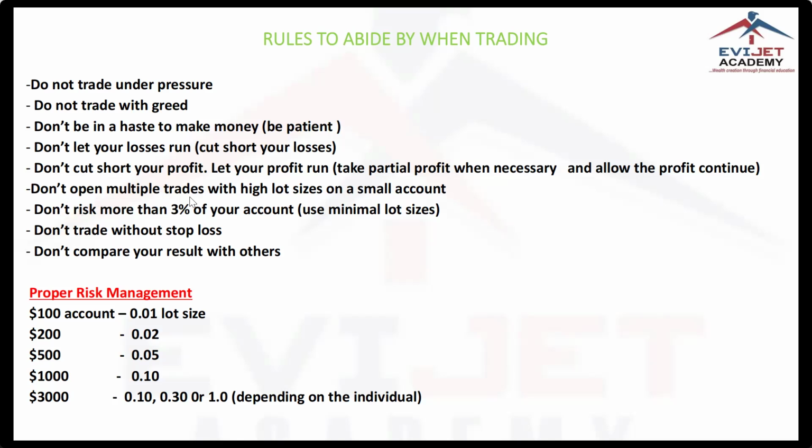So don't open multiple trades with high lot size on a small account. This was what I just referenced that someone did yesterday. So don't risk more than 3% of your account. Use minimum lot size. You know what that means. So what it's trying to tell you is that if you have a $100 account, and you are taking your trade yourself, you should be sure that for every trade you are taking, your exposure should not be more than $3. That is 3%. That is proper risk management.